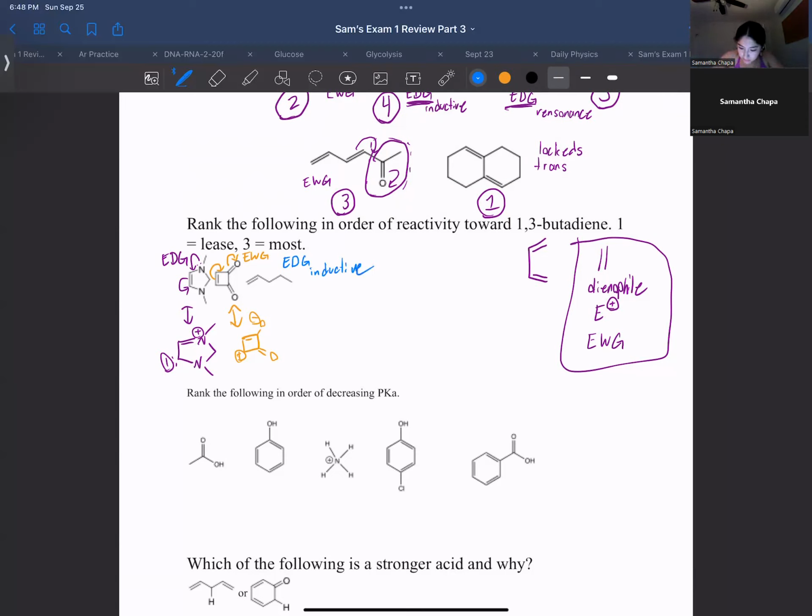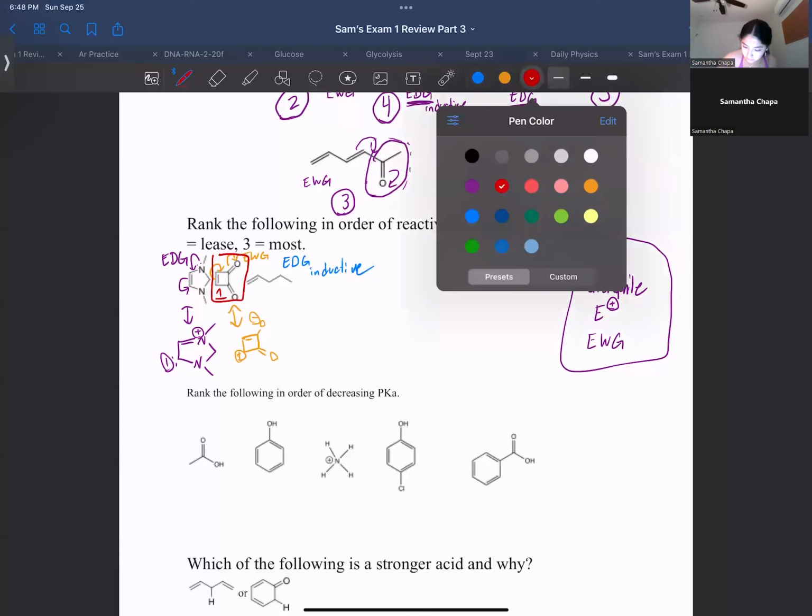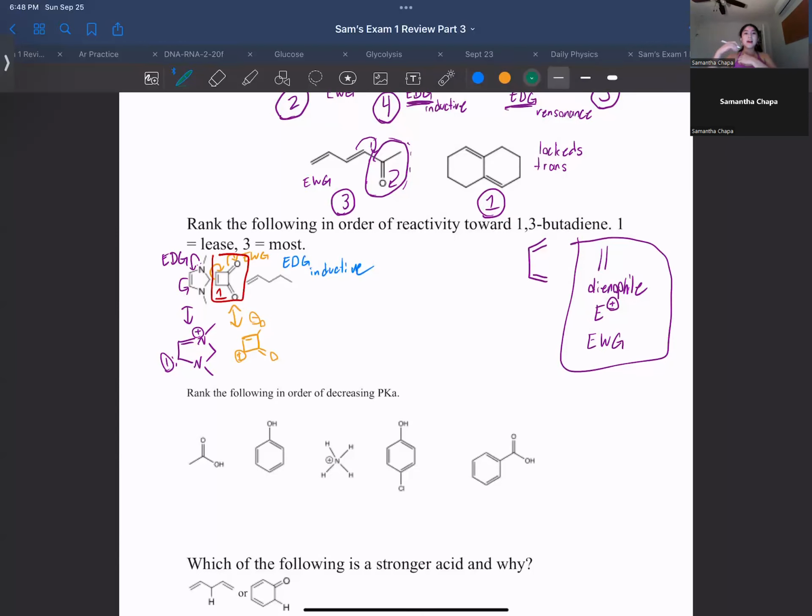Okay, so now let's order. We want electron withdrawing groups in our dienophiles, and the only electron withdrawing group right here is this one. So I'm going to number this as number 1. Now we have 2 electron donating groups, and we said we didn't want electron donating groups, but since we have to choose which one is more reactive than the other, we're going to choose the weakest electron donating group. So my weakest electron donating group is going to be this one right here. And I'm going to put this as number 2 because it's donating electron density through the inductive effect, whereas the other one is through resonance, a more powerful electron donating group.